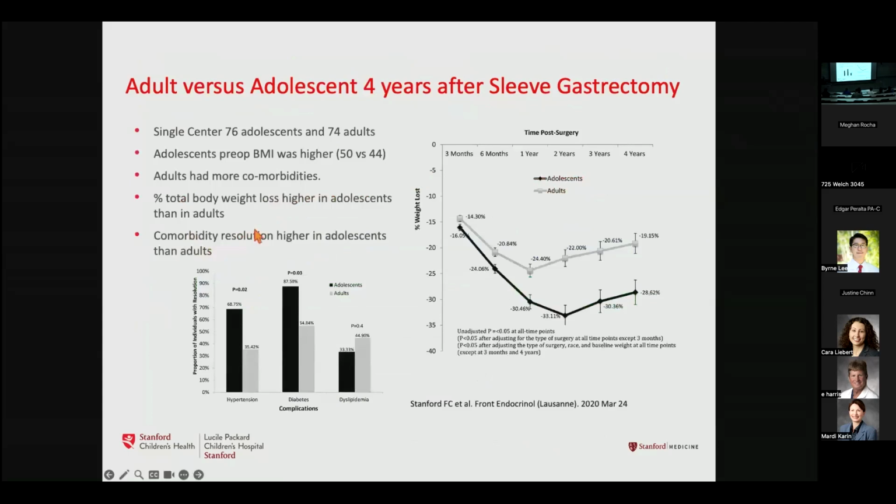So adults versus adolescents, these are my patients from Mass General. I actually am trained as an adult surgeon, and I've been practicing adult surgery until November of last year. But I'm now a pediatric surgeon only. But when I was doing pediatric and adult surgery, we took 75 of my adult patients and 76 adolescents who underwent sleeve gastrectomy. And what we found is that the adults don't lose as much weight. And the adults don't see as good a resolution of comorbidities. So the sleeve is a great operation, but the younger you are, the better it works. And the older you are, the less weight you're going to lose.